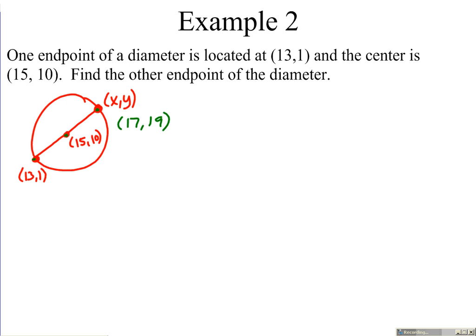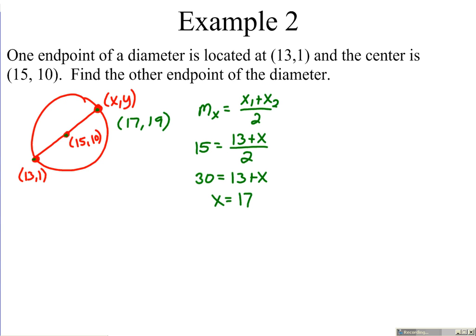We know that for the midpoint of the x coordinate, I'm going to add the x's up, divide by 2. In this case, we know the midpoint. The midpoint is the center of the circle. That's at 15. Take the 2 x's, 13 and x, and now solve that equation for x. Multiply the 2 to the other side. Subtract the 13. We get x is 17, which is the same thing we got when we just thought about it. Do the same thing for y's.